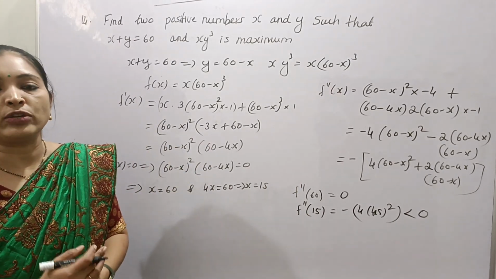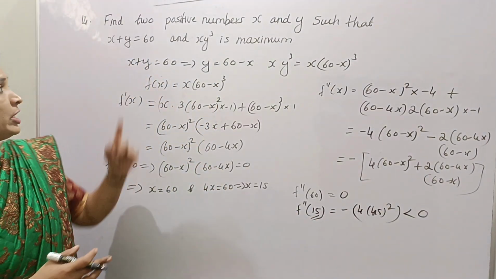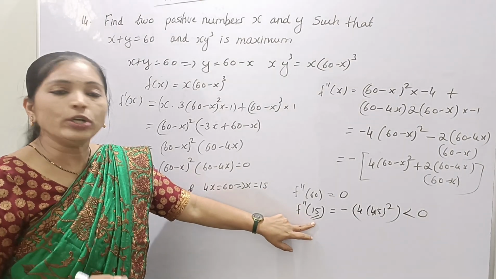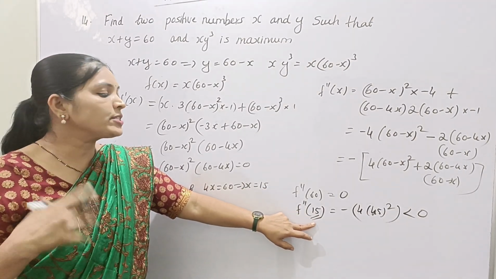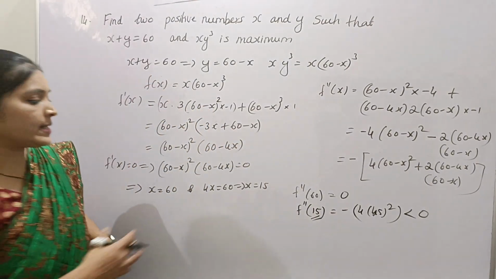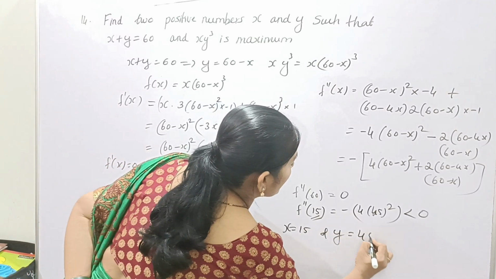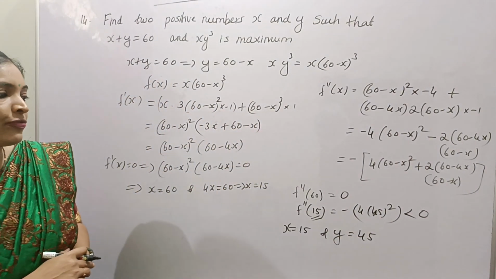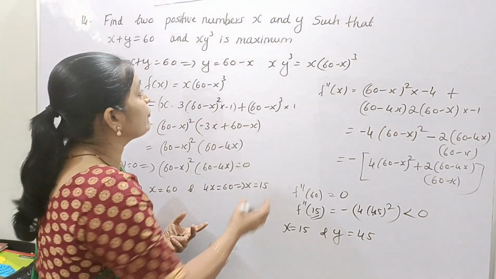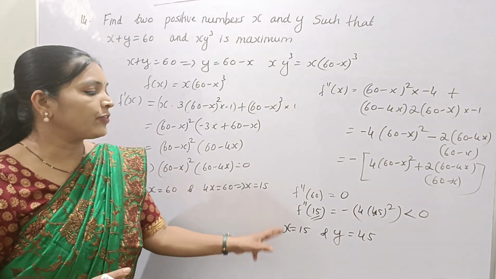So what is the maximum value, what is the product? Here we have found x = 15. We need to find only two positive numbers. At x = 15, one value is 15 and the other value is nothing but 45, because x + y = 60. So x = 15 and y = 45. And what is the maximum value? Here the maximum value is not asked, but it is x·y³, so substituting, that is 15 into 45³.